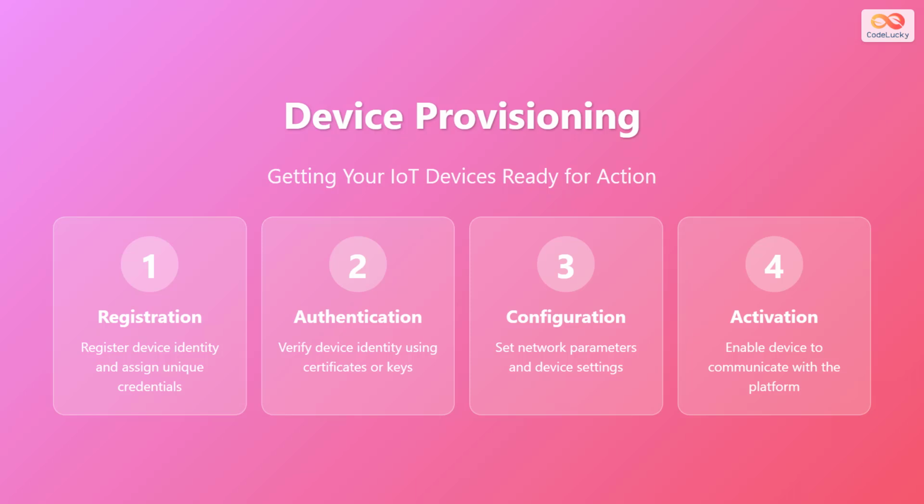Device provisioning is the critical first step in getting your IoT devices ready for action. The process begins with registration, where each device receives a unique identity and credentials. Next comes authentication, where the device's identity is verified using digital certificates or cryptographic keys. After verification, the device undergoes configuration, receiving its network parameters and operational settings. Finally, activation enables the device to communicate with the IoT platform and begin its operational duties. This systematic approach ensures that only authorized devices join your network.